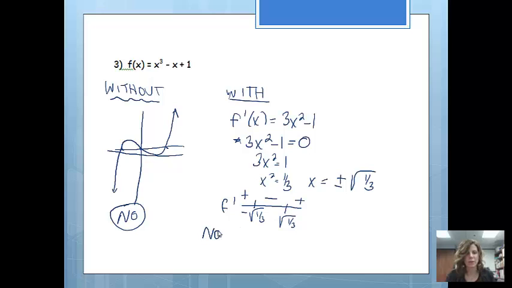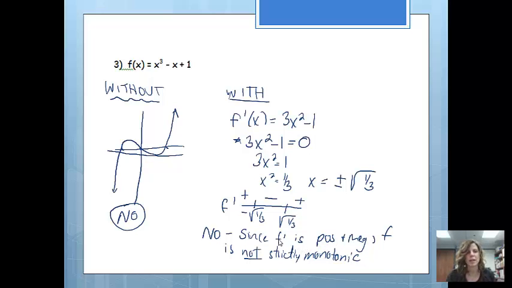So I would say no inverse, and the reason would be, I would say, since f prime is positive and negative, it's both signs, we know that f is not strictly monotonic. And if it's not strictly monotonic, it would not pass that horizontal line test. So hopefully now you can find the existence of an inverse function using calculus.